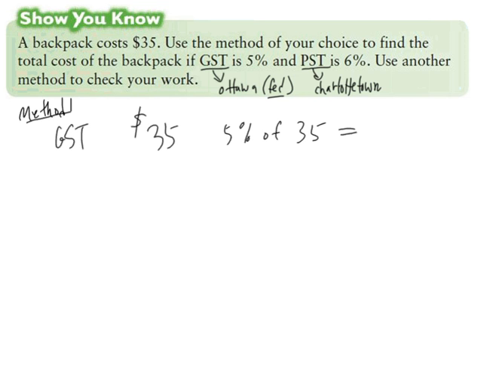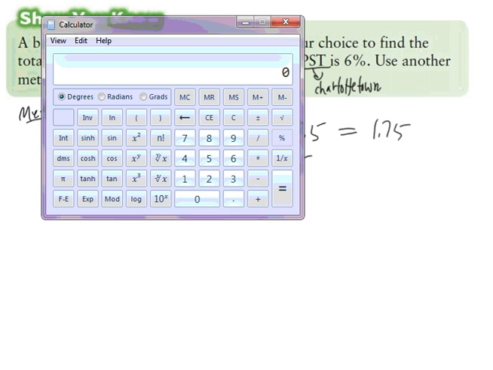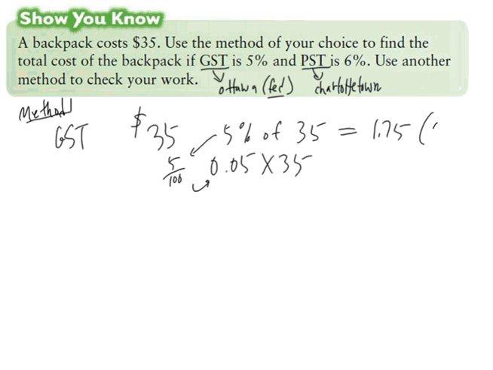Well, 10% is $3.50. I can do that mentally. So 5% would be $1.75. But if you didn't know that, you could say, well, 5% is 5 hundredths, which means it's a decimal. It's 0.05 times 35. You can grab your calculator. 0.05 times $35 is $1.75. So that's the GST. That's how much Ottawa is going to receive from me purchasing a backpack for 35 bucks.